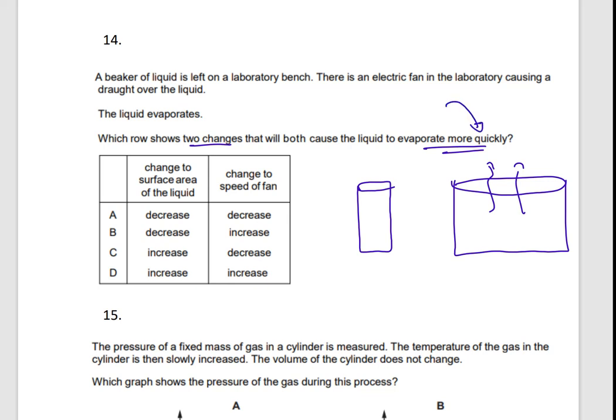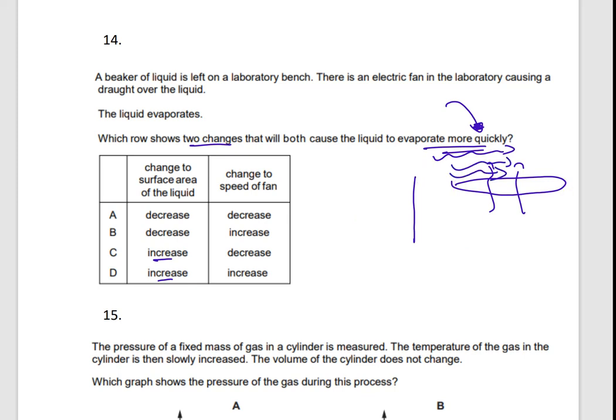So the question is, which row would cause it to evaporate more quickly? Change to the surface area: you have to increase the surface area. So you have options either C or D. Now, change to the speed of the fan. What is the effect of the fan? If you keep a fan close to it, the air that is blown by the fan would blow it in that direction. Let me redraw it.